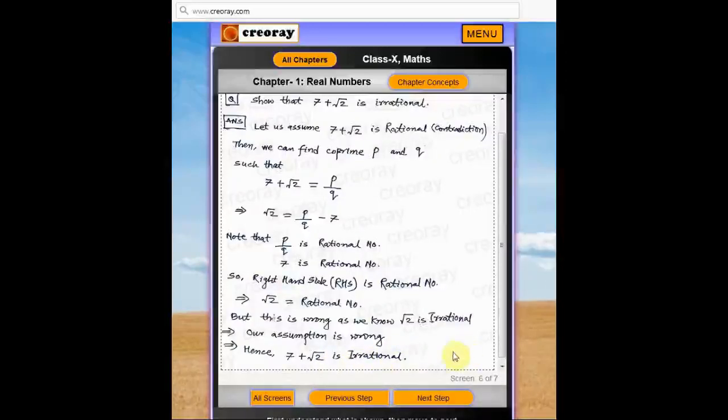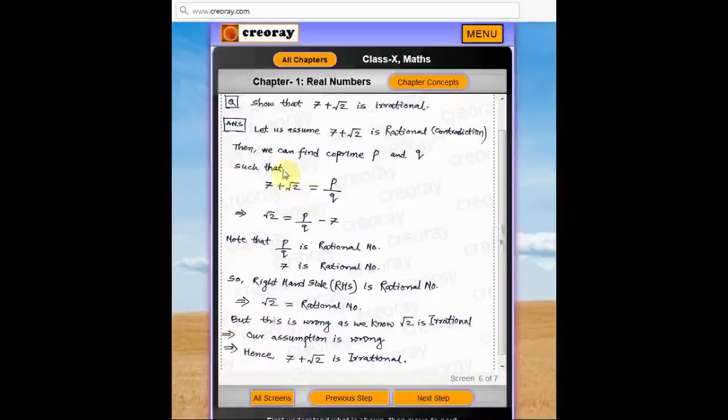Answer complete. Now here, just note that your reasoning is important. One is the assumption. The second is either use p by q or square it, and finally show that something is wrong. One side is rational, another side is irrational. This is what you have to write in your answer. Finally you say this is wrong, as one part is irrational, our assumption is wrong, hence whatever the given number, it is irrational.